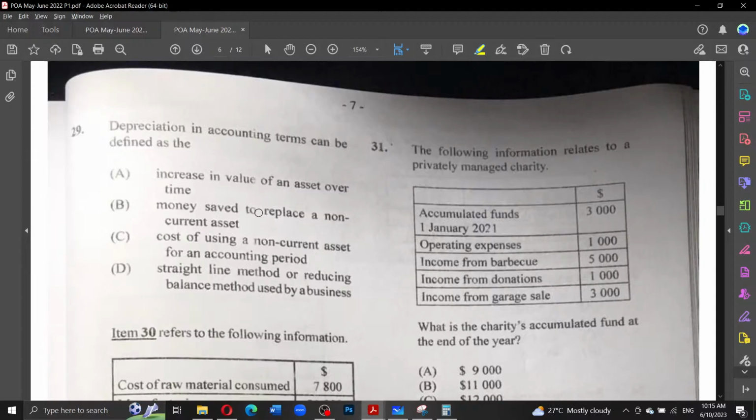Money saved to replace a non-current asset. Depreciation is a non-cash transaction, so it's not any money saved. Cost of using a non-current asset for an accounting period. Alright, this seems correct. Let's see what we have here for D. Straight line method or reducing balance used by a business. These here are 2 types of depreciation. There are more types, I think around 5. So these are just 2 types. That's not correct, and the other option here is the more precise answer. See, the cost of using a current asset for an accounting period.